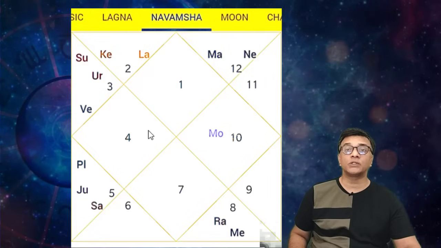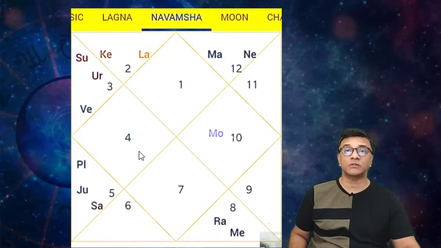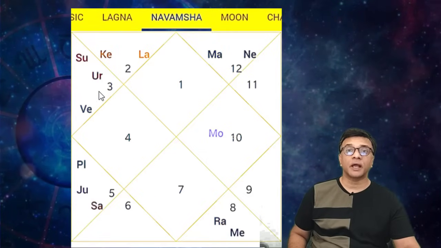Because Moon rules the 4th house, aspecting the 4th house. Sun rules the 5th house and is placed with Venus, his 7th Lord, in the 3rd house of neighborhood. Now let's see what his profession comes out to be.